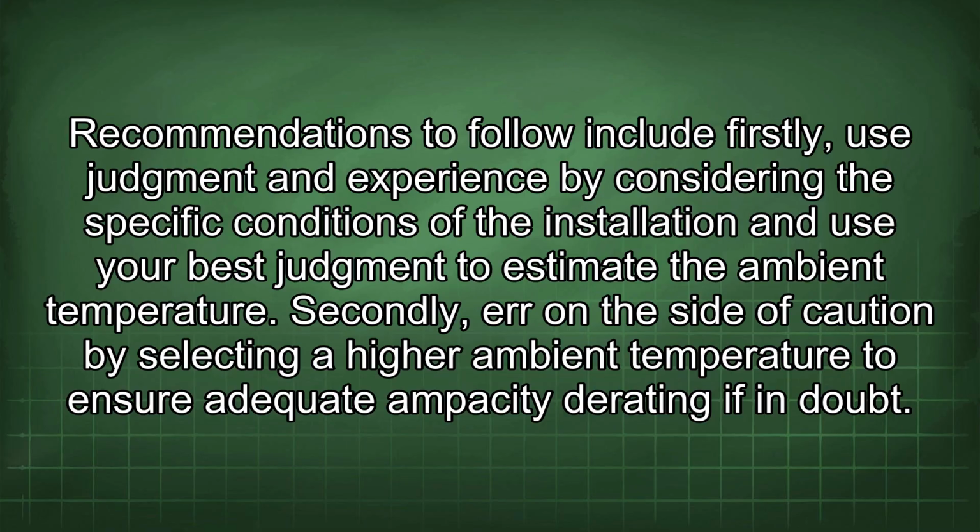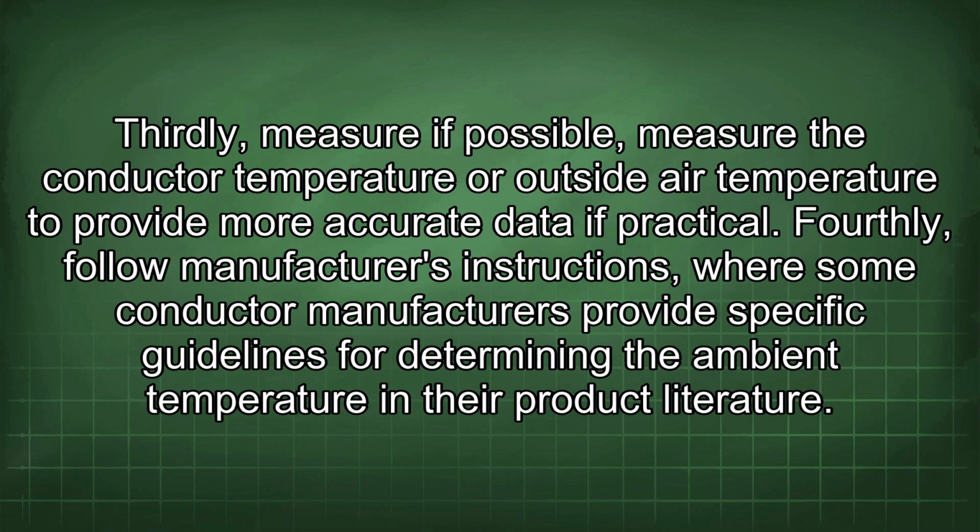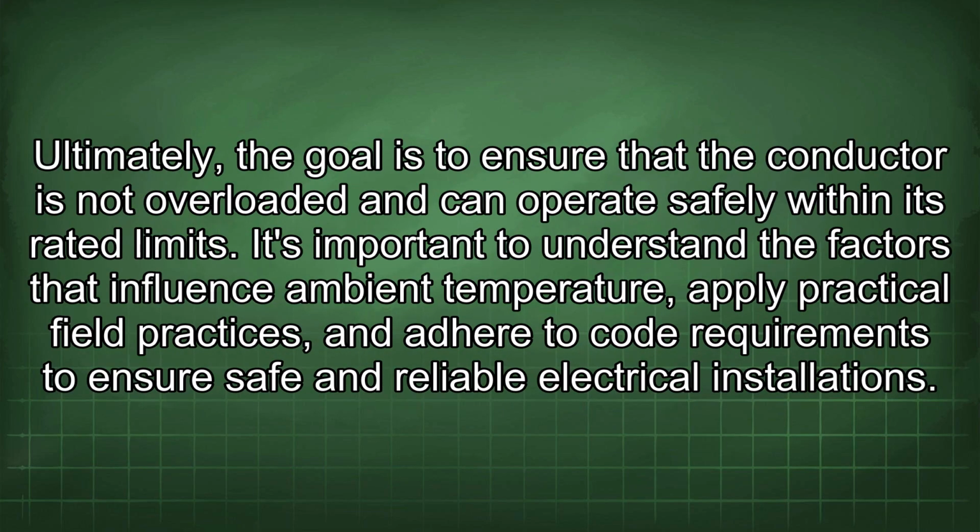Secondly, err on the side of caution by selecting a higher ambient temperature to ensure adequate ampacity derating if in doubt. Thirdly, measure if possible: measure the conductor temperature or outside air temperature to provide more accurate data if practical. Fourthly, follow manufacturer's instructions, where some conductor manufacturers provide specific guidelines for determining the ambient temperature in their product literature. Ultimately, the goal is to ensure that the conductor is not overloaded and can operate safely within its rated limits.